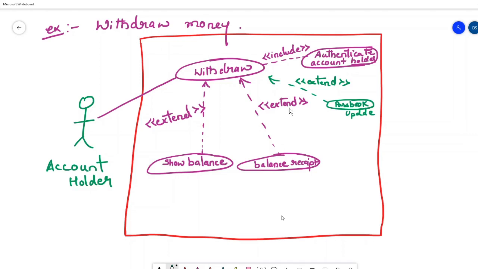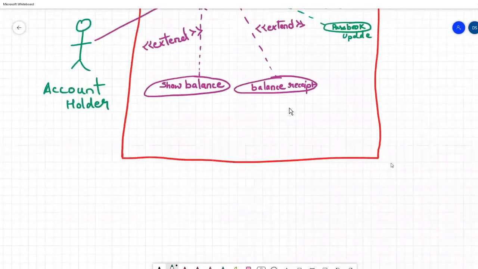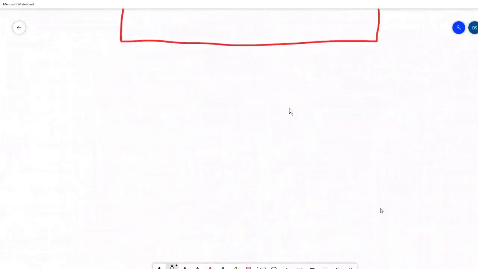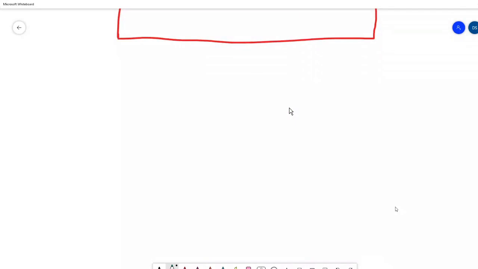Now let's draw a use case diagram for booking pizza. Say you want to book a pizza and you want it delivered at your home. So let's see how we can draw the use case diagram for the booking status, where we are booking the pizza from a restaurant. Let's see this example.